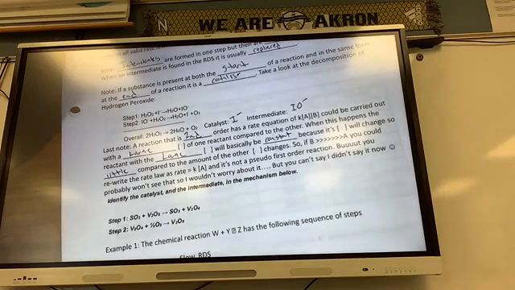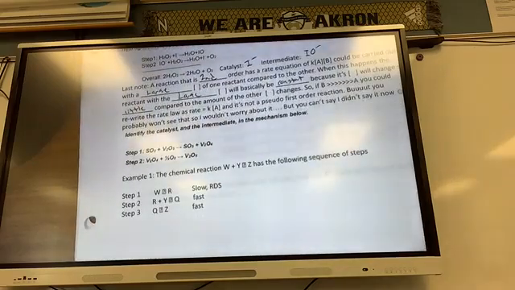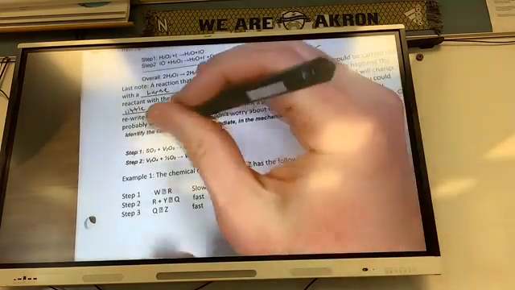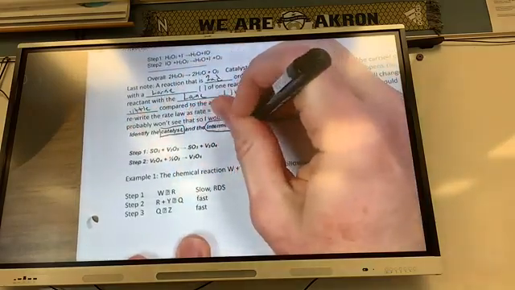Okay? So, identify the catalyst and the intermediate in the mechanism below. Do that now. Why don't we square the catalyst and circle the intermediate?